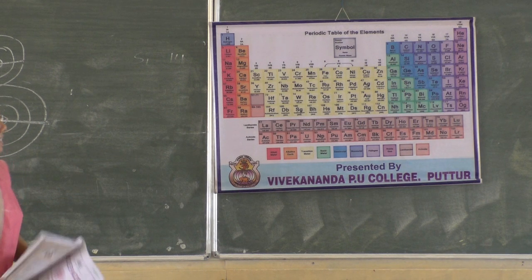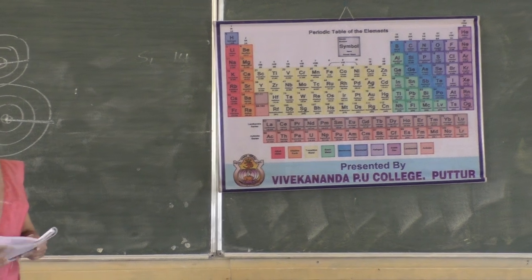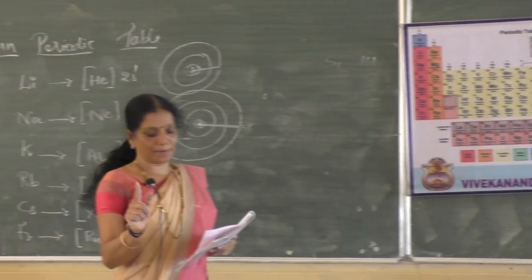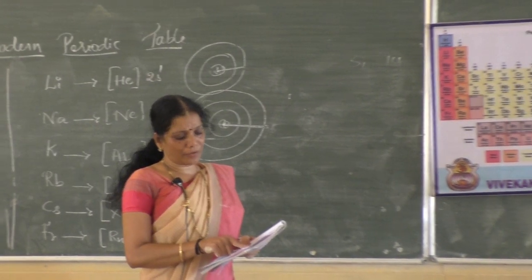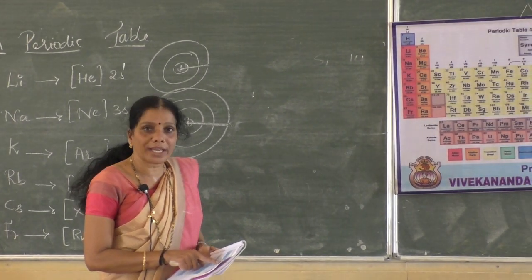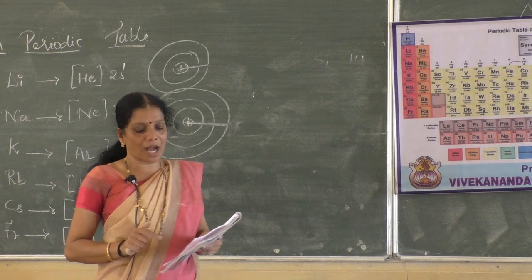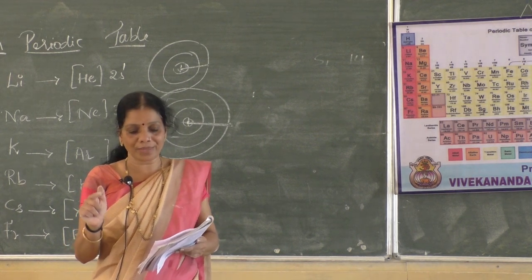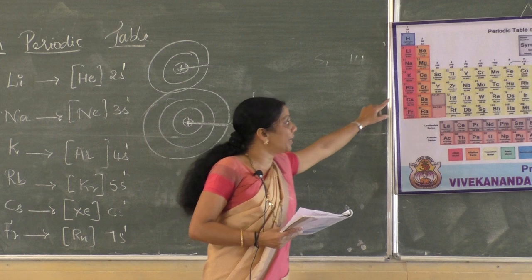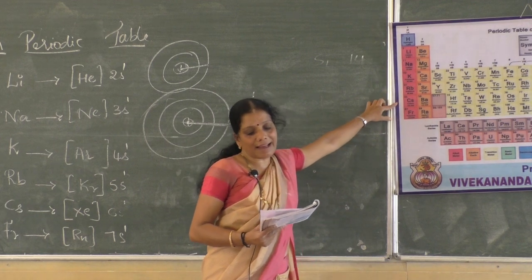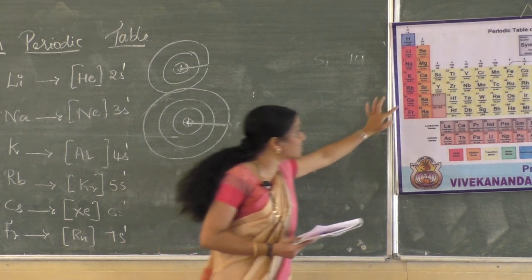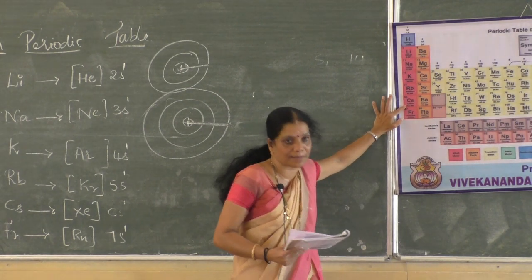Therefore, let us arrange this. The first element we have to write here is lithium. Next to the lithium we have to write sodium. See arrangement, next to that is sodium. Next to the sodium you have to write potassium. Next to potassium, that is rubidium with the largest size, and the last element they have given here is cesium with the largest size.